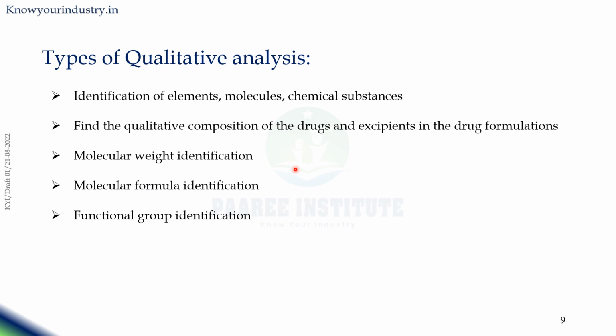Then you determine the molecular weight of certain compounds and elements. That is also called qualitative analysis. Molecular formula identification is also qualitative analysis. Then functional group identification through infrared spectroscopy or something like that is also called qualitative analysis.